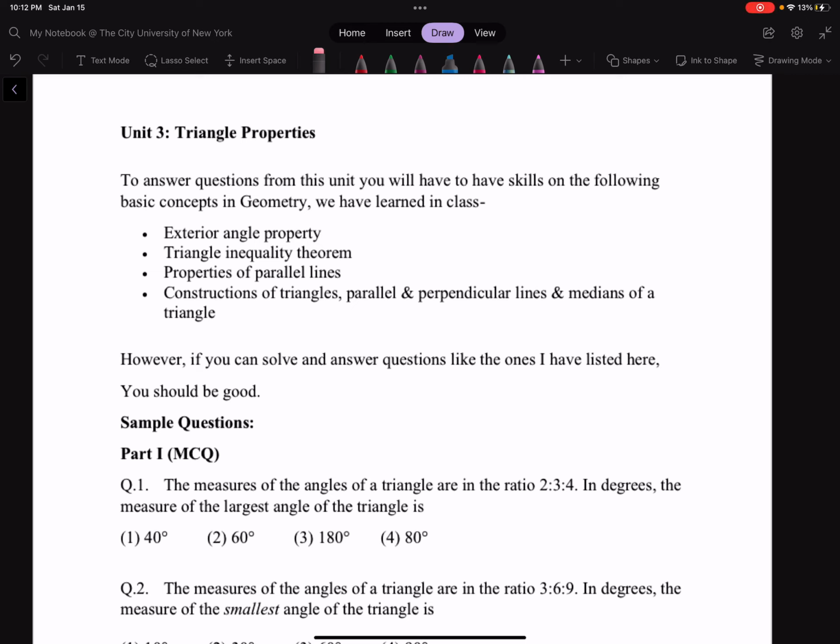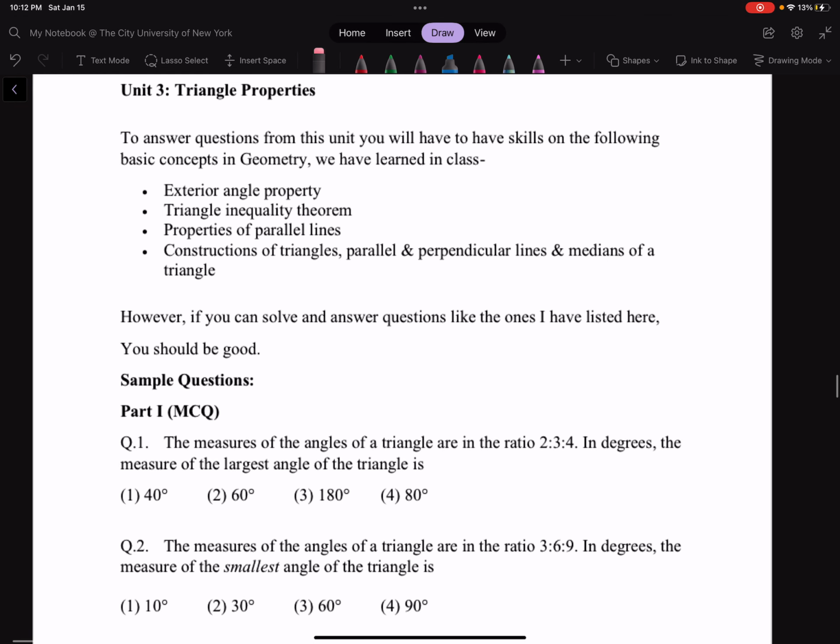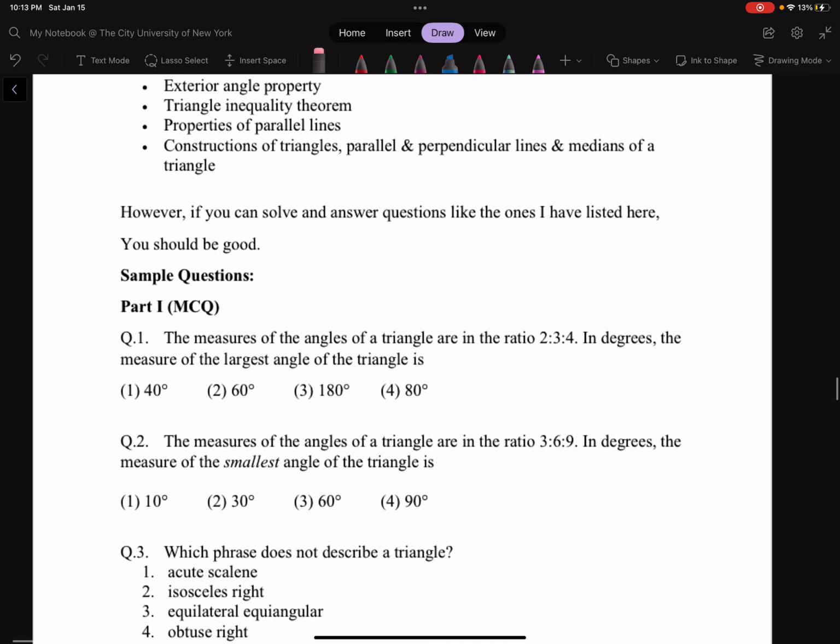Hello students, so here's the solution video for your unit 3 triangle properties. I'll suggest you get a printout of this reviewer paper, then watch the video and try to solve the problems and understand it. I'm posting it before your submission time so that you can work together with less work and understand better.